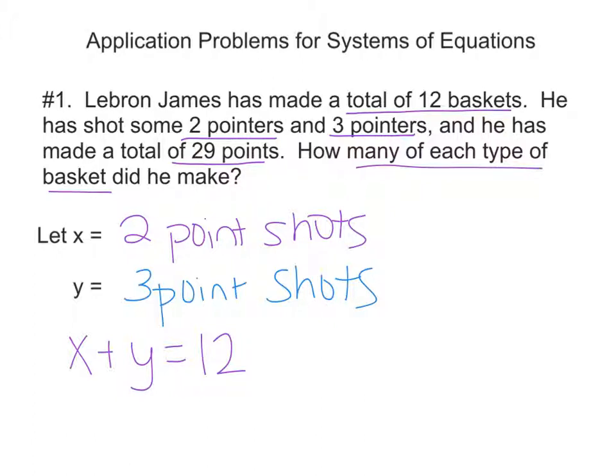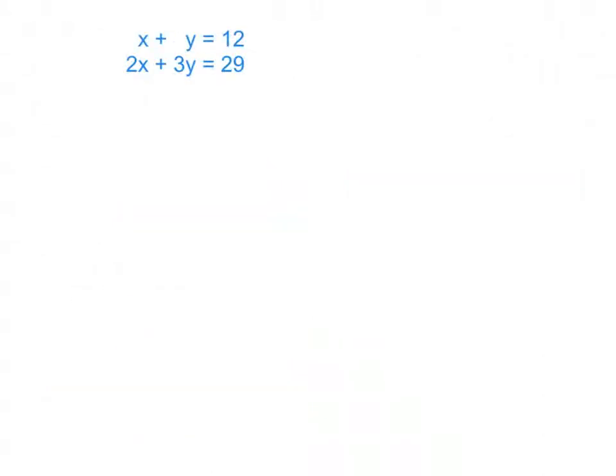So the second sentence says that he has shot 2-pointers and 3-pointers and has made a total of 29 points. So we can use the points with the X and the Y and write our other equation. So we know that he had 2-point shots that were 2 points apiece, so 2 times X, which is the number of 2-point shots he took, plus 3, because the 3-pointers are 3 points, times our Y value, which is our 3-point shots, equals our 29 total points. Okay, so we need to find out what is X and what is Y. So how many 2-point shots did he take? How many 3-point shots did he take?